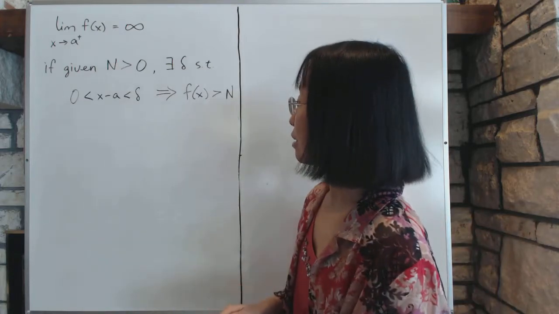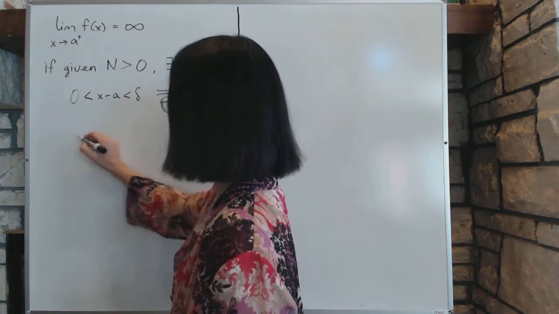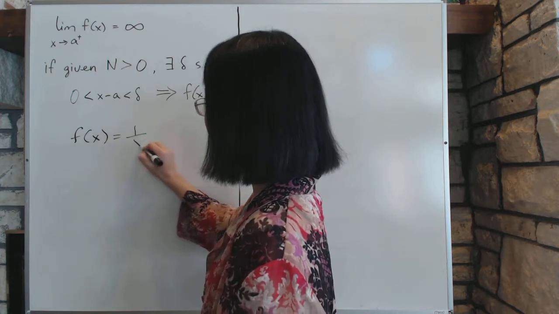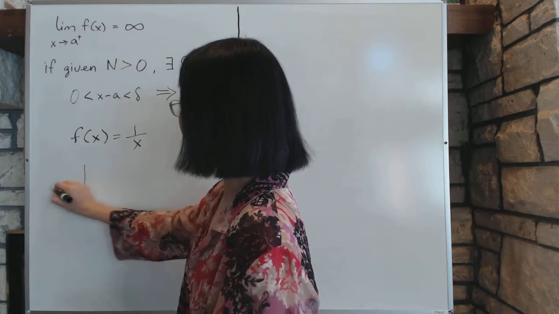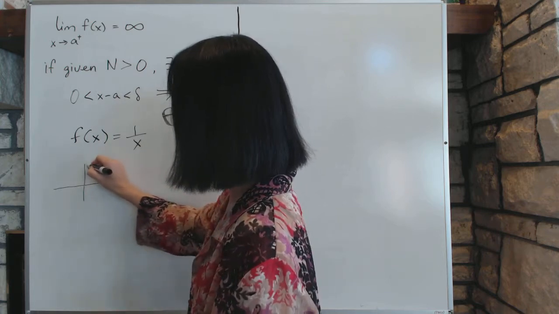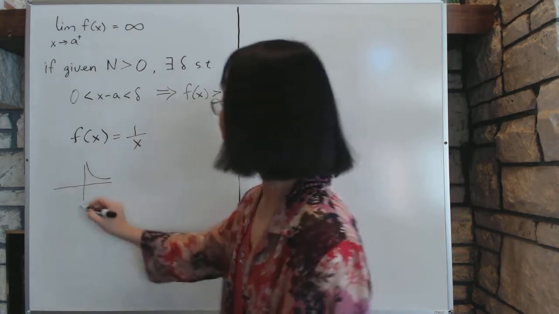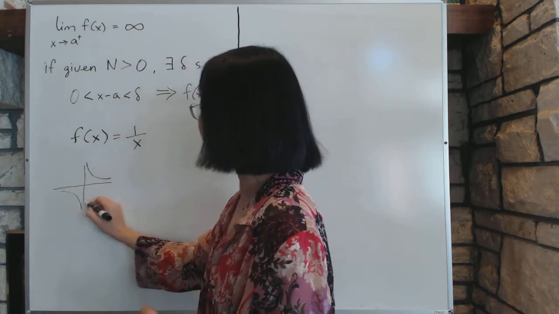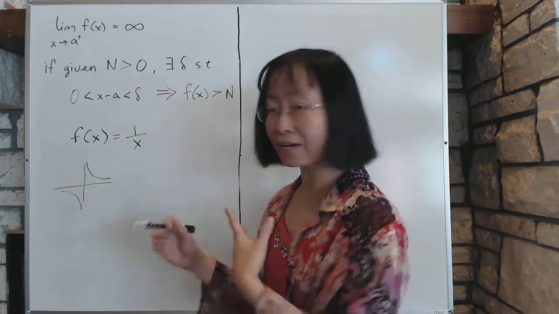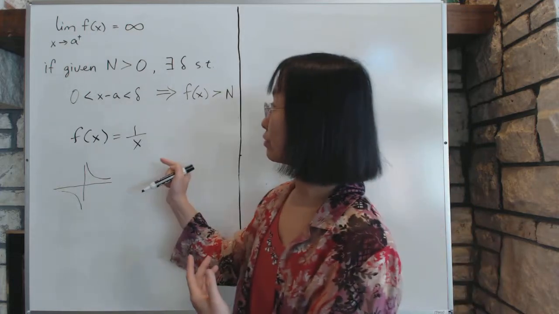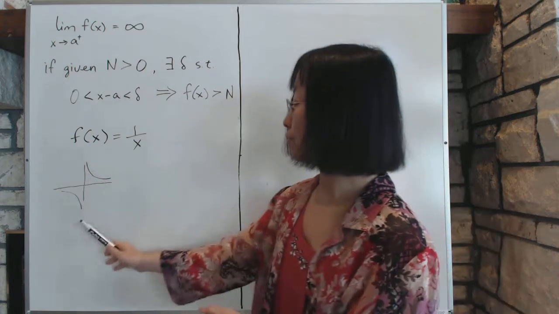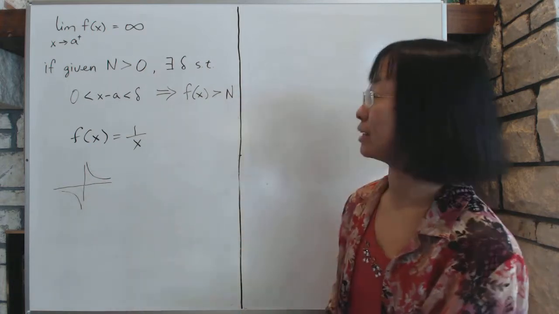Now, the most obvious, easiest example to think of is let f of x equal 1 over x. The graph of that looks something like this. As x approaches 0 from the positive side, it crawls up positive, and if you approach from the negative side, it crawls down negative. So it has two limits at x equal to 0. It's not defined at 0, but if you approach from the positive side, the limit of f is positive infinity, and if you approach from the negative side, the limit is negative infinity.